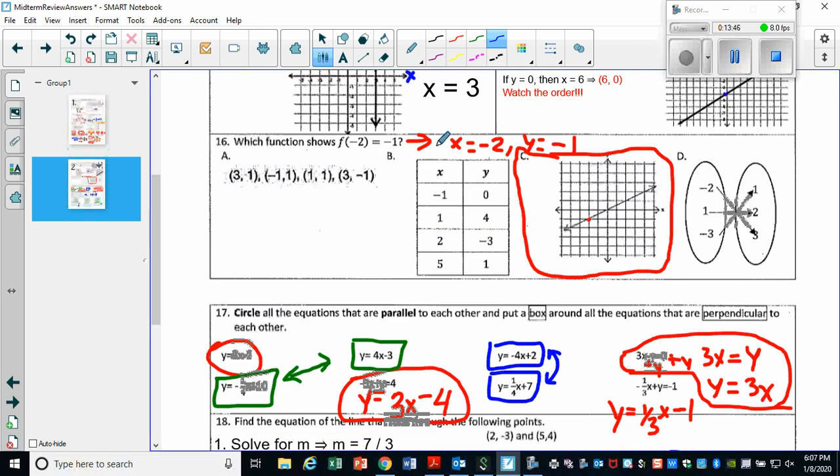16. f of -2 equals -1. -2 is your x, y is -1. So the only time that works is with C. A doesn't work because I don't even see an x equals -2 in this function. B doesn't work either because guess what? I also don't see a -2. So these guys right away are gone.